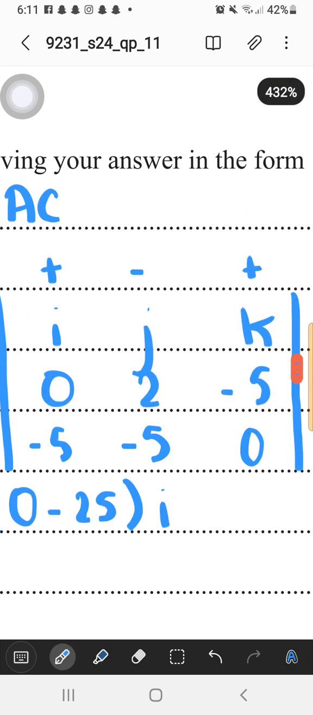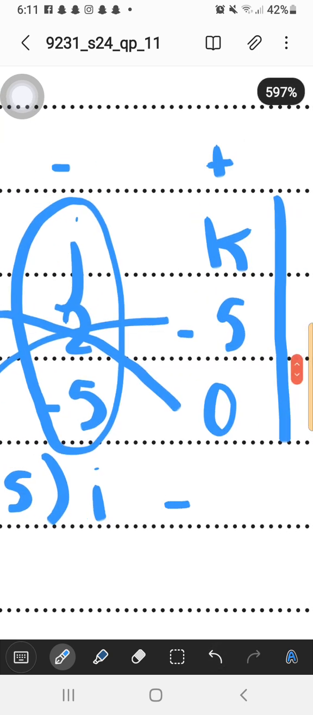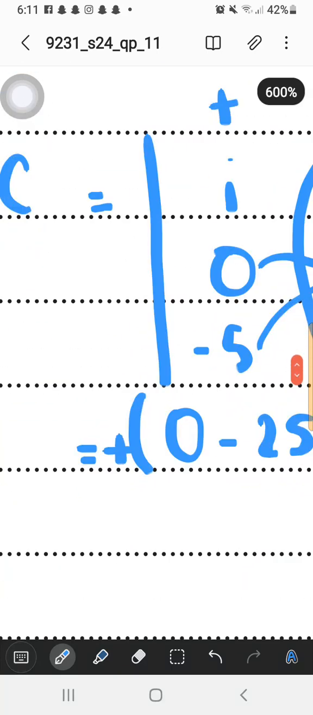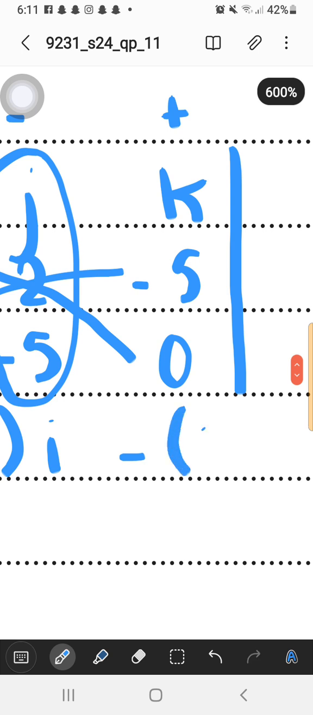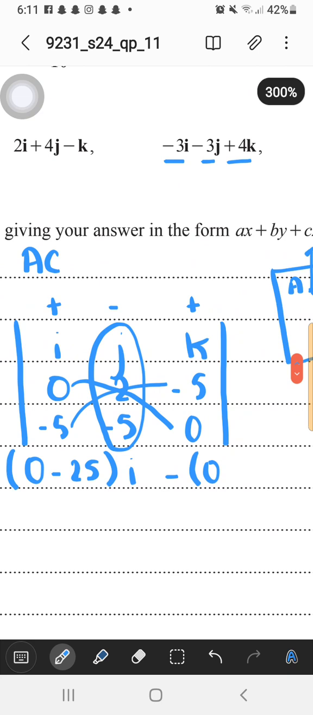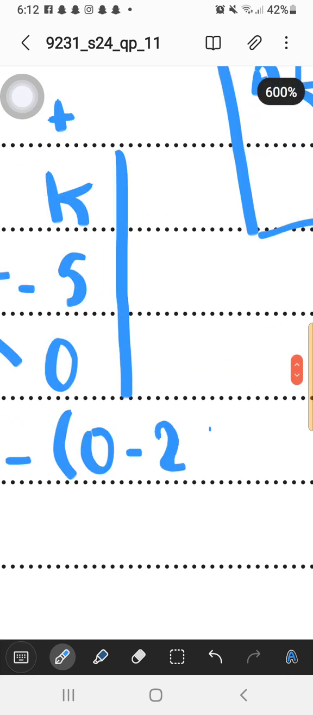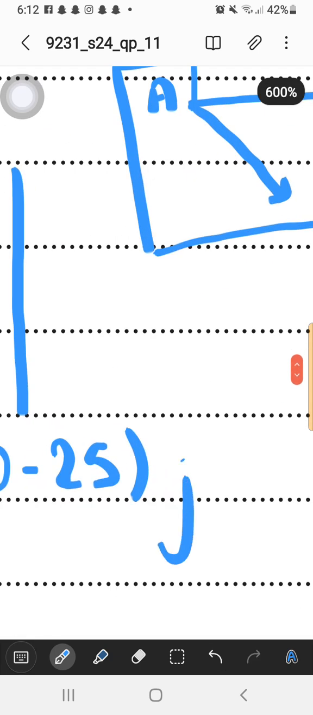Then now we have to find out for j. For j, we will leave this j and we will multiply i with k. So the first will be plus, the second will be minus, the third will again be plus. So 0 multiplied by 0 becomes 0. And minus 5 multiplied by minus 5 becomes positive 25, but it will get subtracted from 0, so that becomes minus 25. This is j.